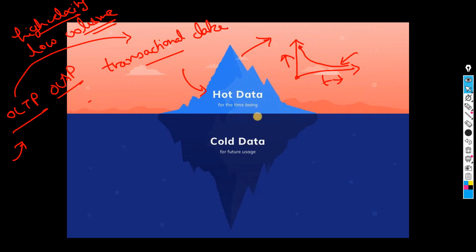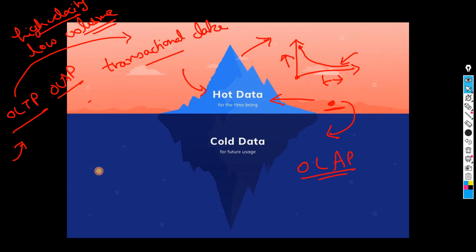On the opposite side, consider cold data. Hot data with time becomes cold data, just like any hot substance becomes cold with time. For example, data generated just now falls under the hot category, but this same data after 6 months or 10 months will be converted to cold data. So you can map the cold data use cases to the OLAP system.